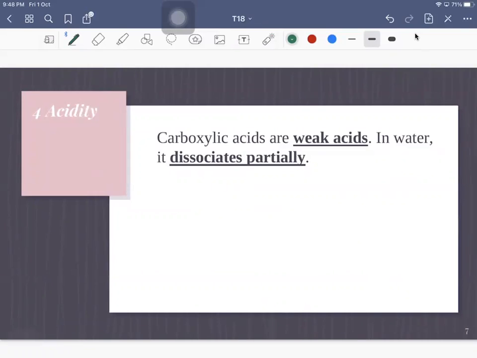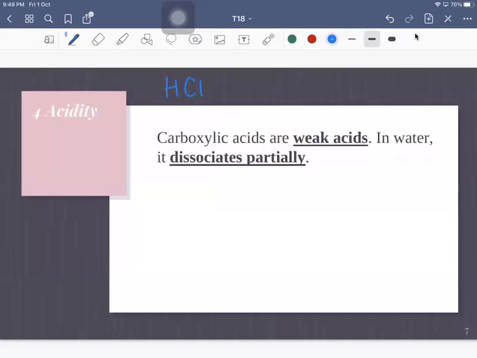This is another property of carboxylic acid. Now, the name carboxylic acid already suggests that it is an acid. So we talk about the acidity of carboxylic acid. If I were to just go back to acids in general, I think you are all familiar with HCl. So I'm just going to use HCl as an example.